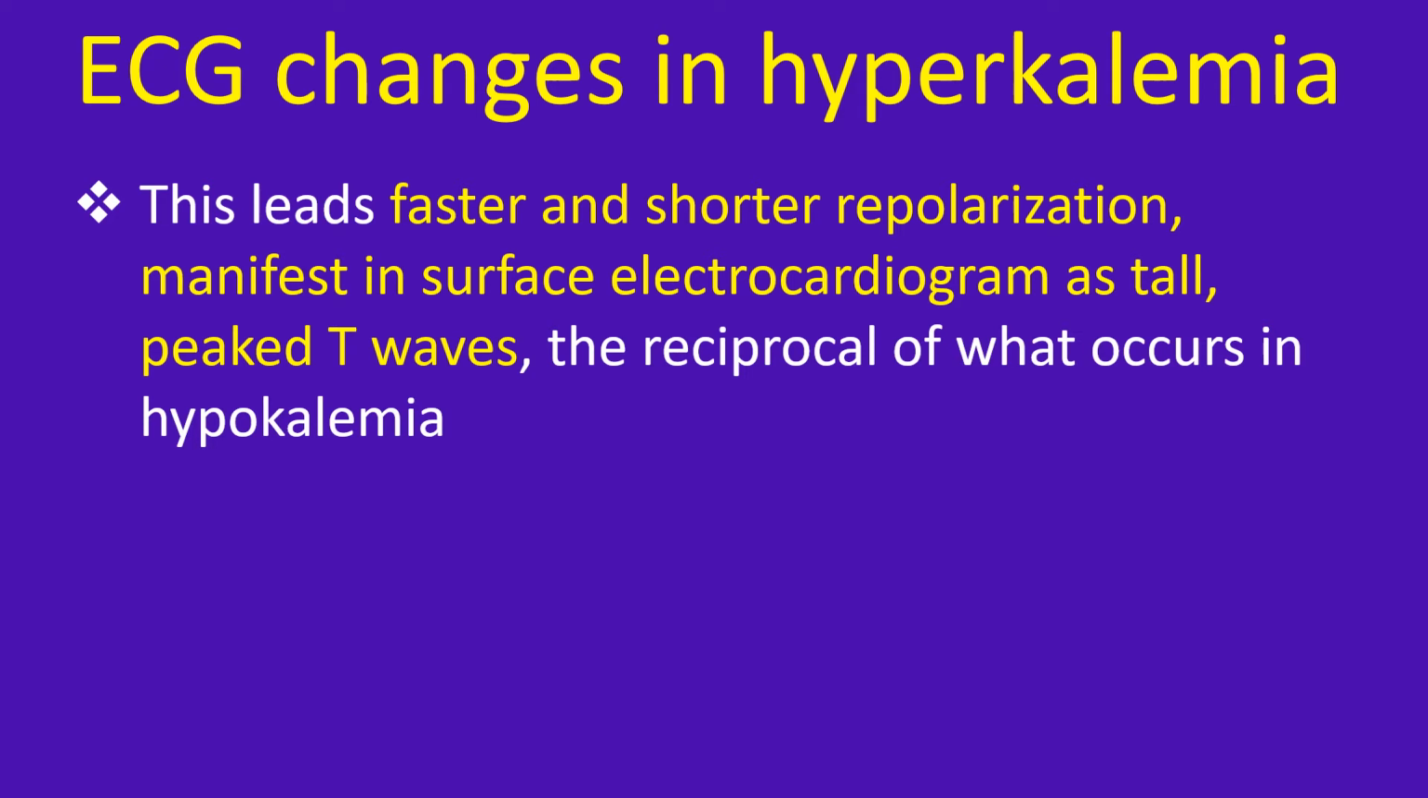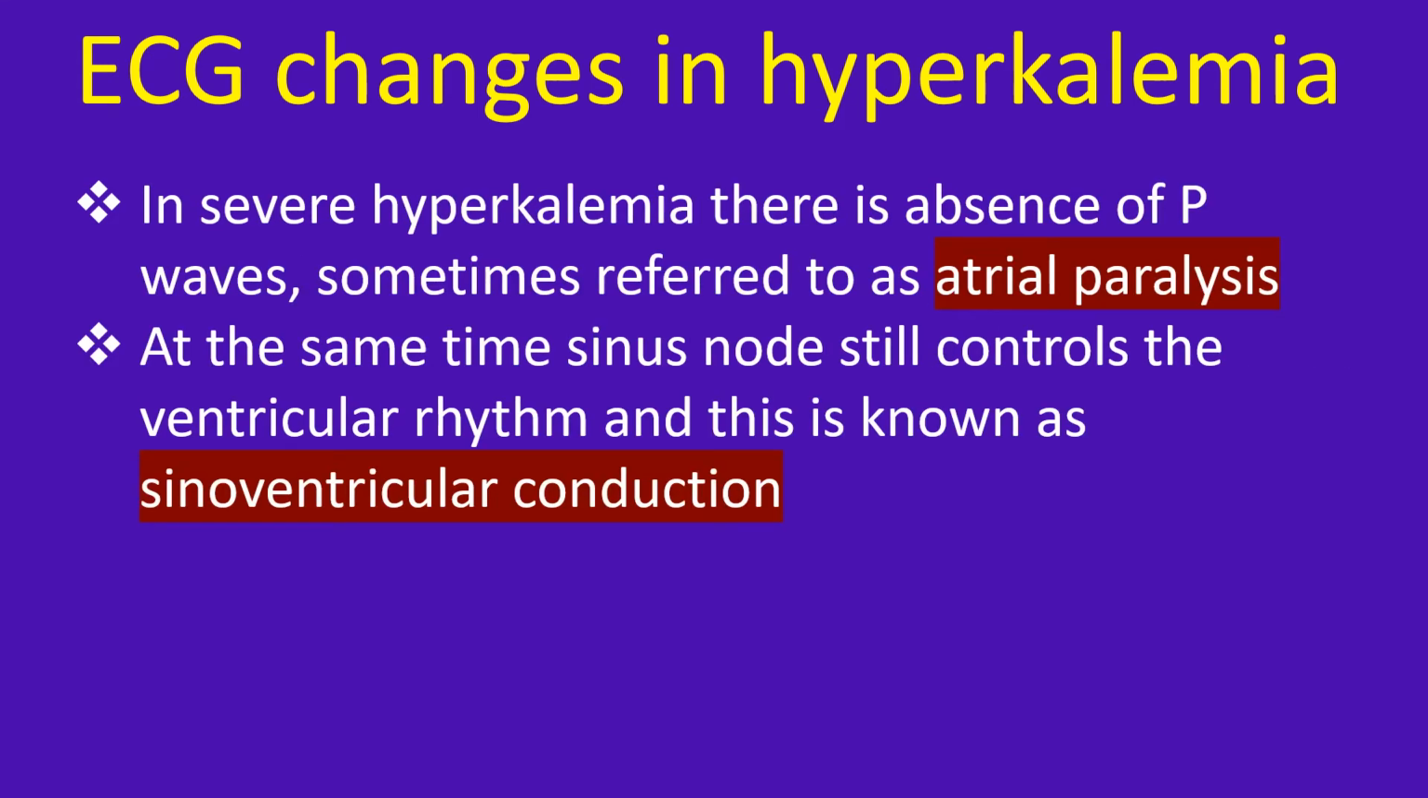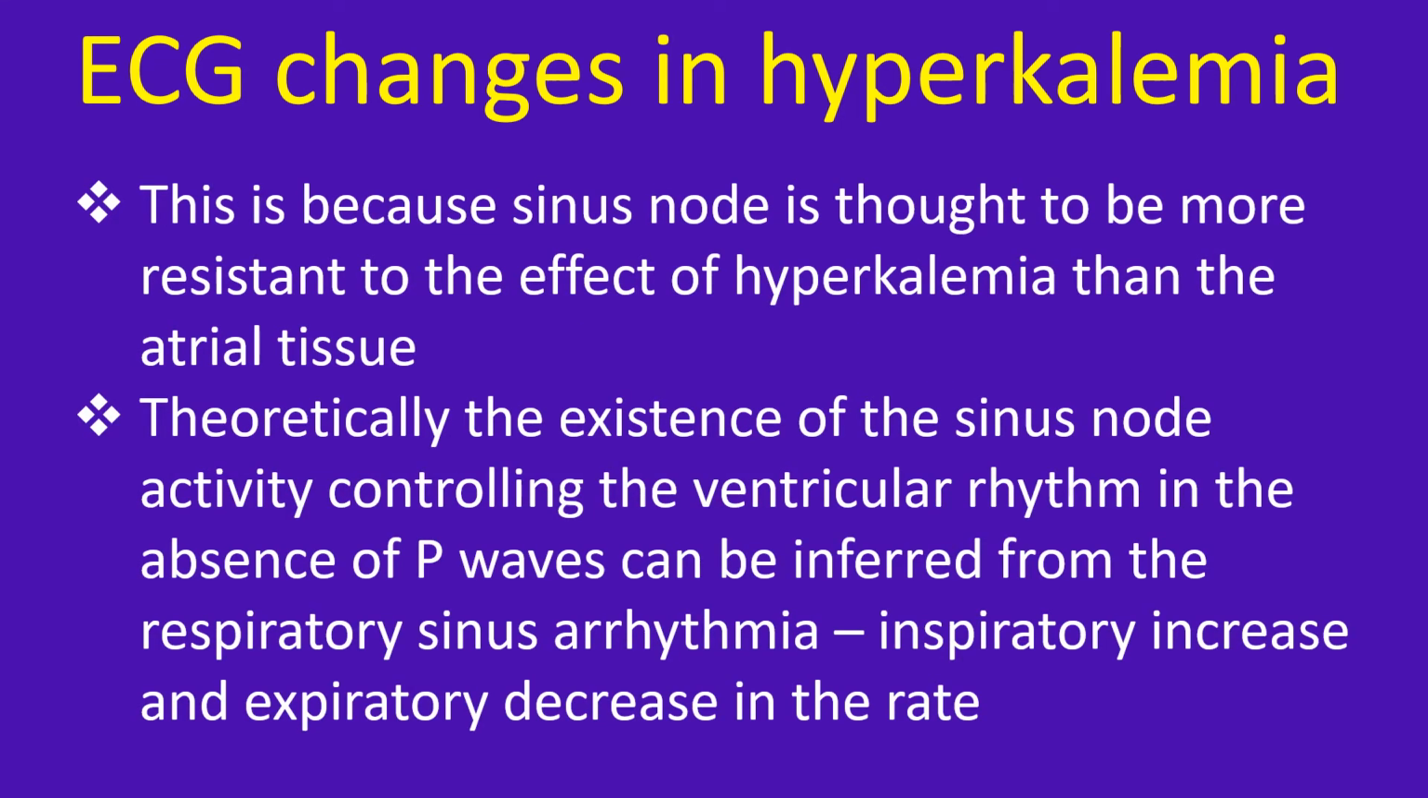occurs in hypokalemia. In severe hyperkalemia, there is absence of P waves, sometimes referred to as atrial paralysis. At the same time, sinus node still controls the ventricular rhythm, and this is known as sinoventricular conduction. This is because sinus node is thought to be more resistant to the effect of hyperkalemia than the atrial tissue. Theoretically, the existence of sinus node activity controlling the ventricular rhythm in the absence of P waves can be inferred from the respiratory sinus arrhythmia, inspiratory increase and expiratory decrease in the heart rate.